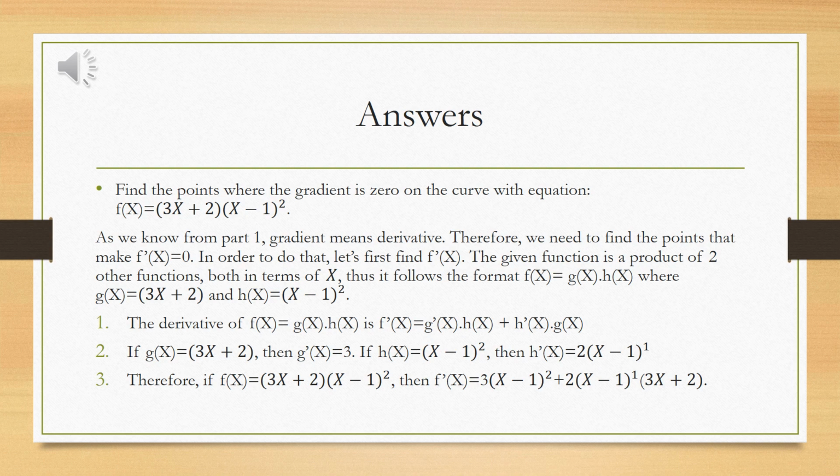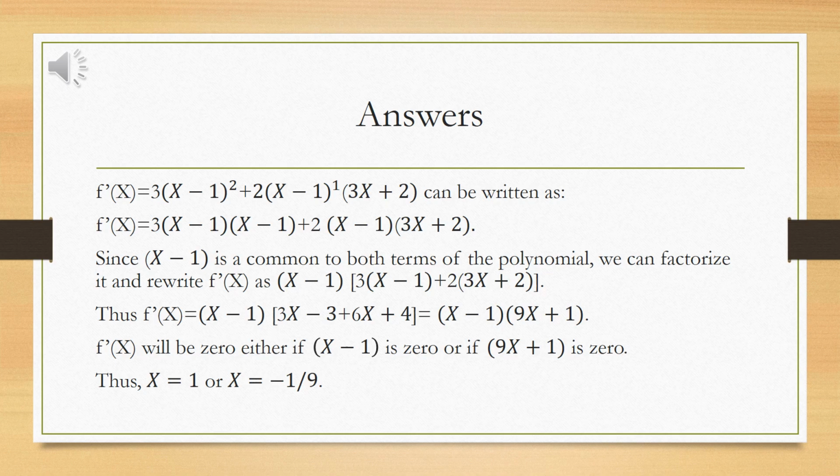Therefore, f prime of x equals 3 times (x minus 1) squared plus 2 times (x minus 1) times (3x plus 2). F prime of x equals 3 times (x minus 1) squared plus 2 times (x minus 1) times (3x plus 2) can be written as f prime of x equals 3 times (x minus 1) times (x minus 1) plus 2 times (x minus 1) times (3x plus 2).